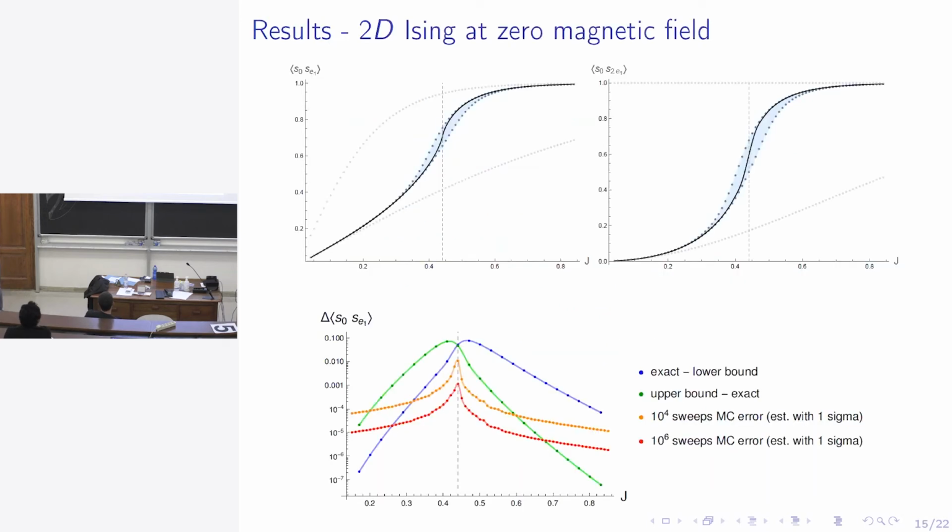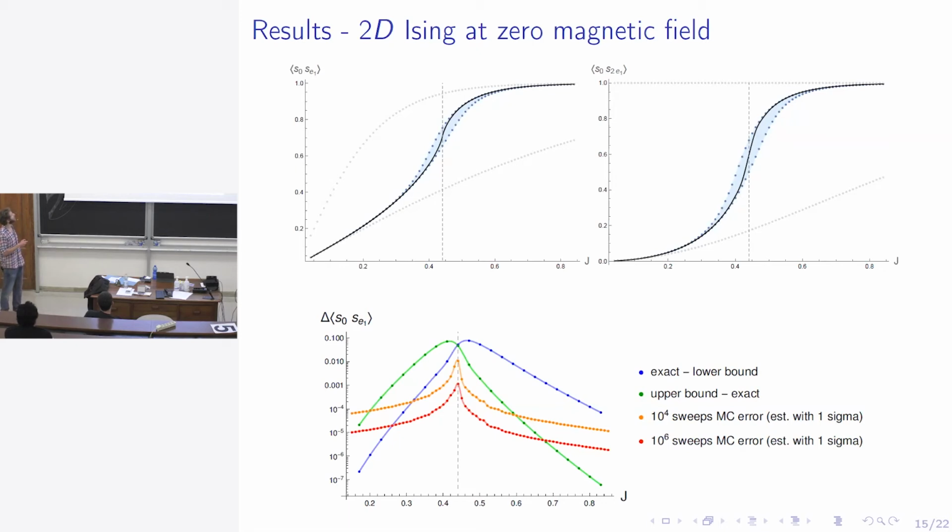So let's talk about the results, unless anyone has any questions before. Okay. So first I will talk about 2D Ising at zero magnetic field. This is of course a solvable model, but still we can compare it to the numerics we get just to see how well we do.